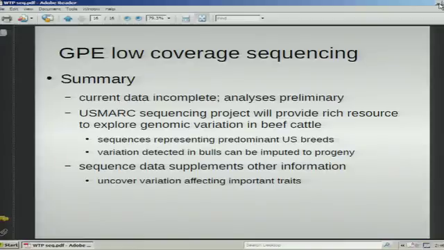The sequences we have collected represent the predominant breeds in the U.S., and we can impute the variation we detect in bulls to their progeny, and with enough data we can probably at least do within-breed imputation to individuals that aren't close relatives of whatever we have sequenced. And this data is going to supplement our phenotypic information, what we can get from expression data, and be an important resource to uncover variation affecting important traits. So that's what I have.